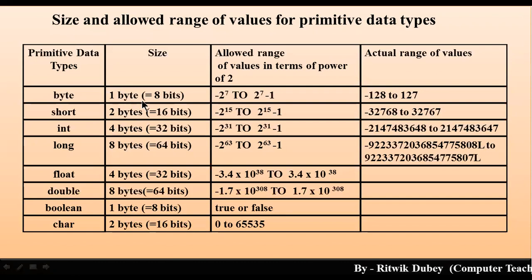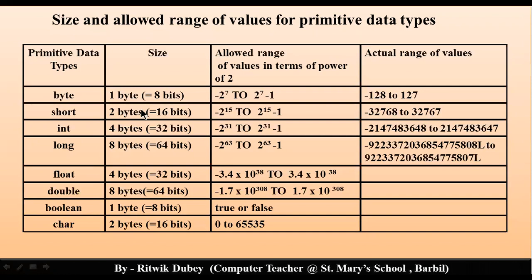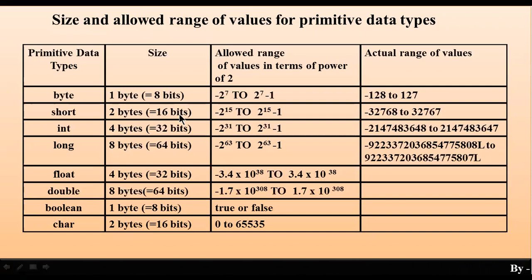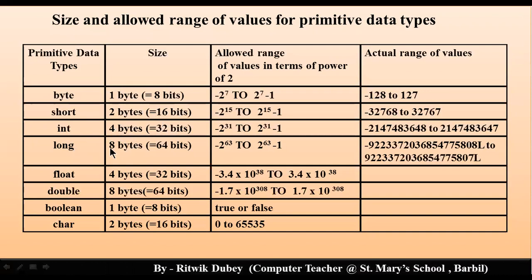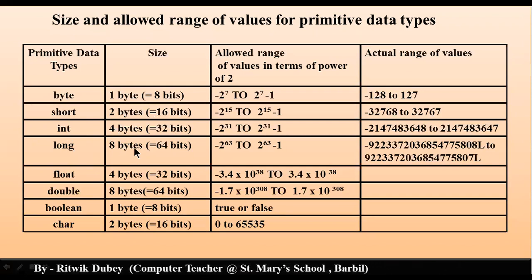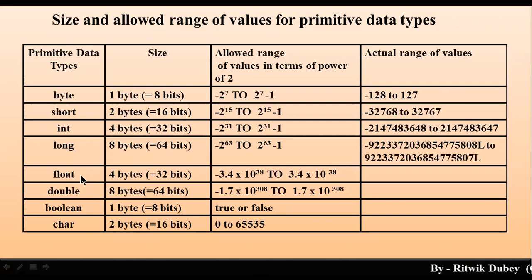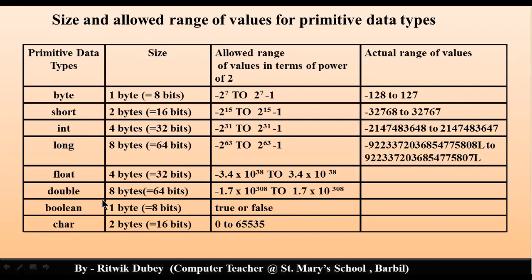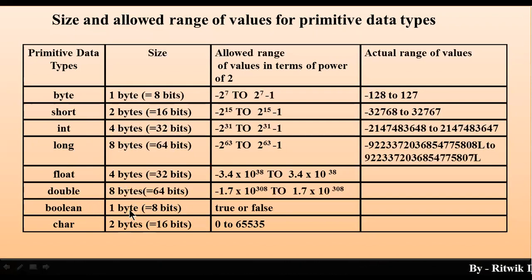If 1 byte is equal to 8 bits, then 2 bytes is equal to 2 into 8, that is 16 bits. For int, the memory size is 4 bytes, that is 32 bits. For long, it is 8 bytes, that is 8 8s are 64 bits. For float, it is 4 bytes, that is 32 bits. For double, it is 8 bytes, that is 64 bits. For boolean, it is 1 byte. The memory size given to boolean data type is 1 byte.